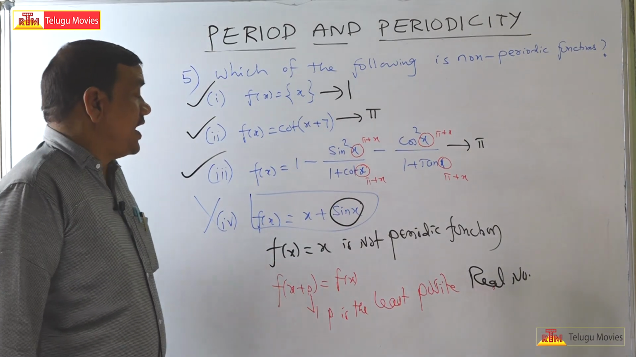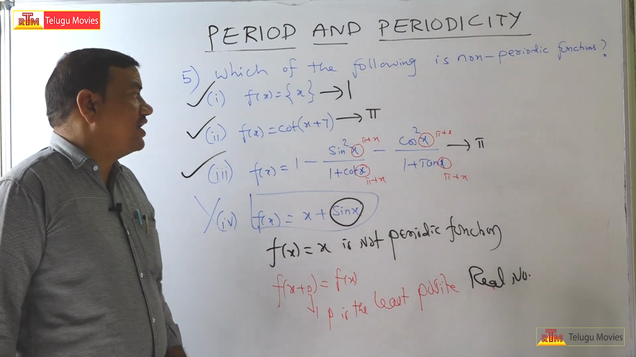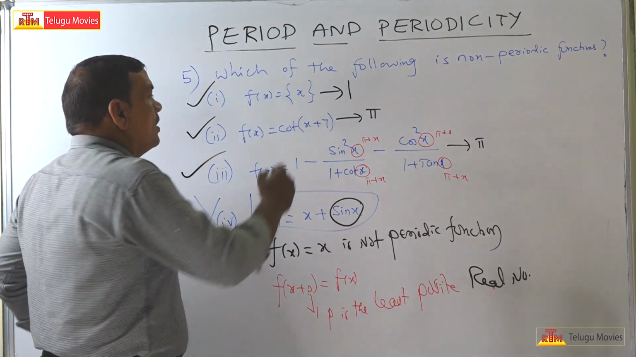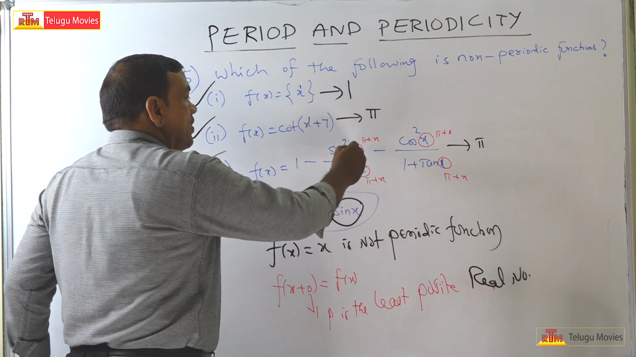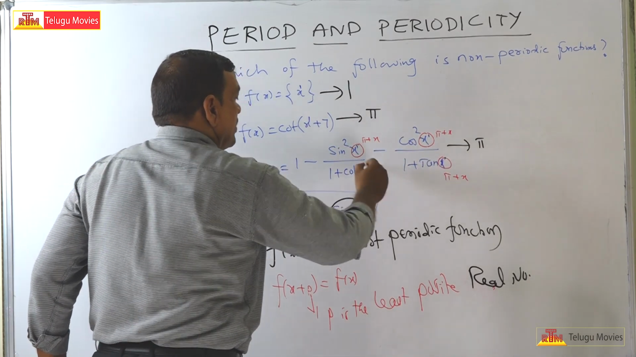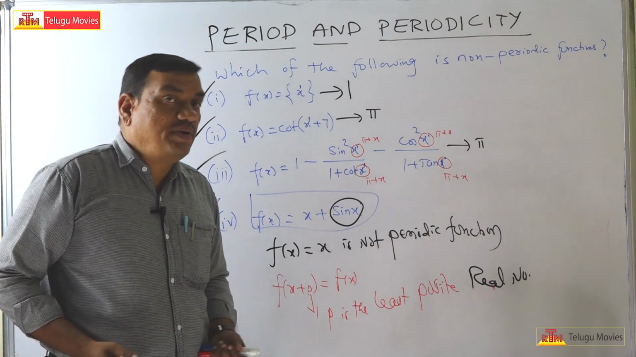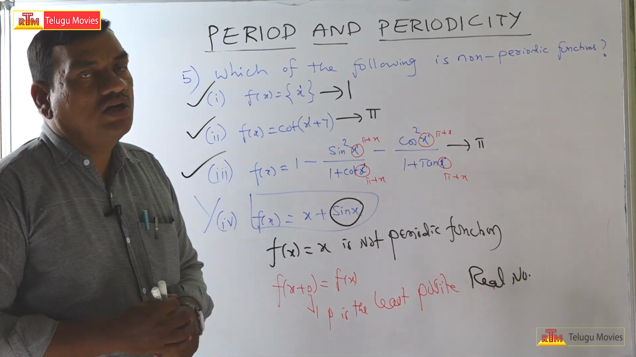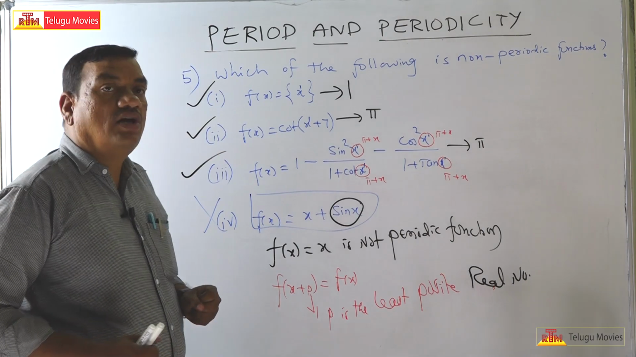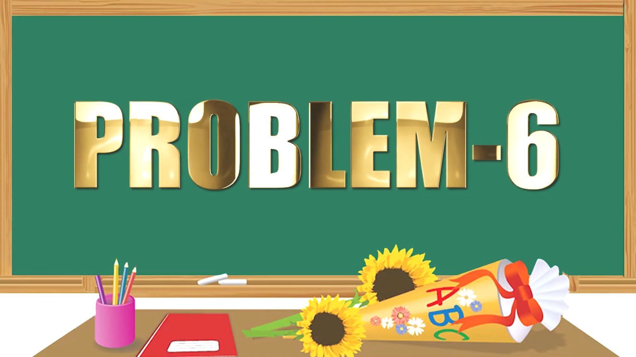X square is also not a periodic function. Already I told you that the x should be linear, x power 1. If it is x square also, it is not a periodic function. I hope that you understand this solution. Let us go for the next problem.